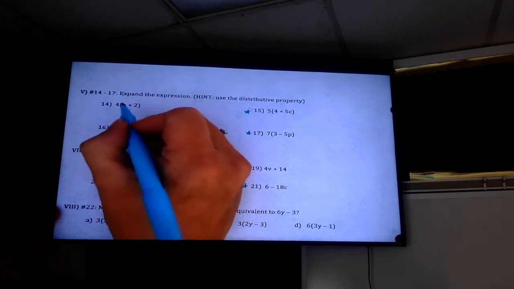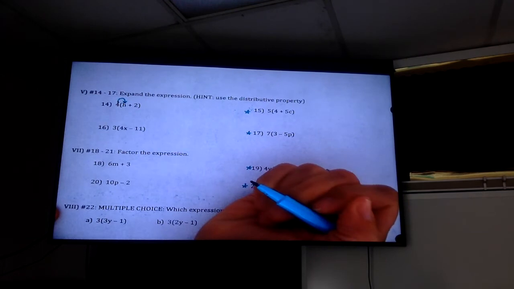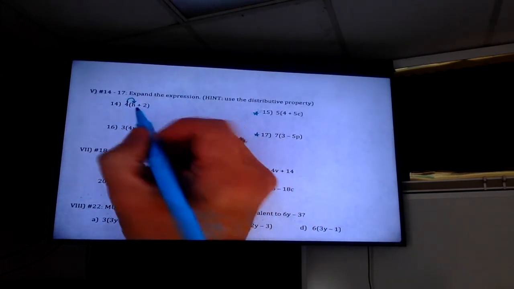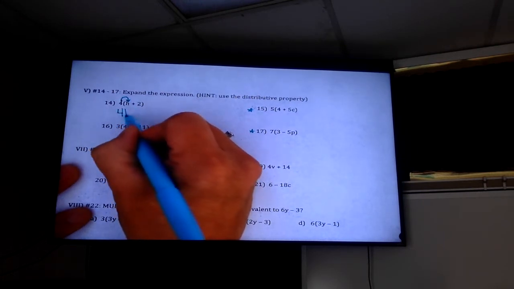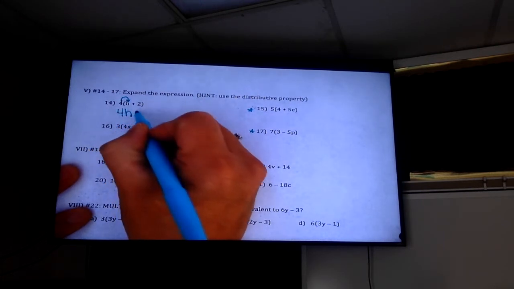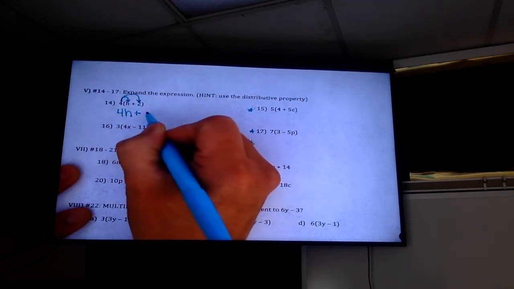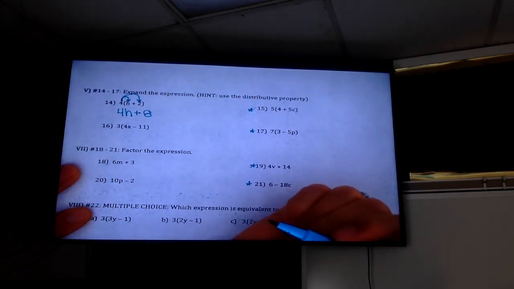So distributive property means we pass out everything on the outside of the parentheses to everything on the inside of the parentheses. So I would say 4 times h is 4h plus 4 times 2. 4 times 2 is 8. So my answer should be 4h plus 8.